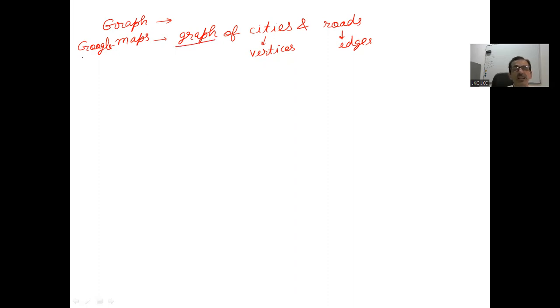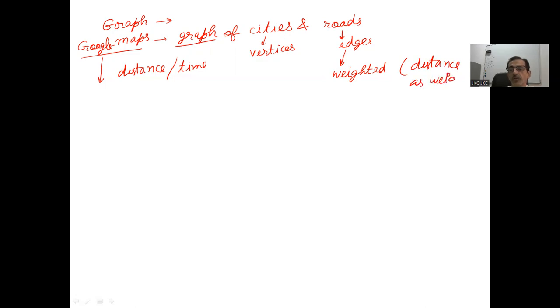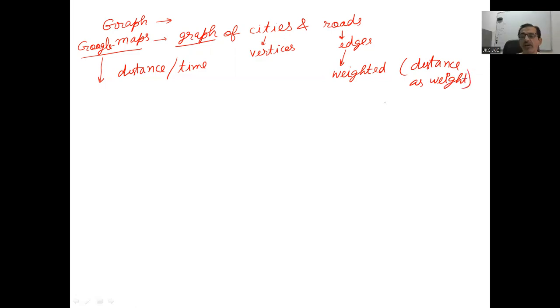Another thing is, in the case of Google Maps, you are now very frequently using it while traveling, and you come to know how much distance you have to travel, how much time you will take, etc. Effectively, the edges in this case are weighted edges. Each edge, for example, distance is stored as a weight corresponding to the edge. Distance remains fixed, so I can always store it.